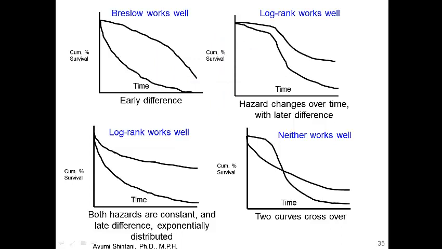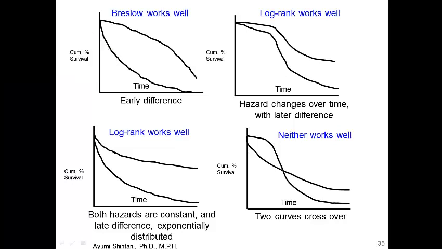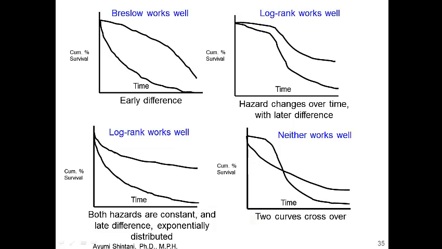And the Breslow test works well when you have an early difference. Okay. A larger difference at an early time point. And when the Kaplan-Meier curves cross over, neither test works. Neither test works. Okay. And we will talk more on this in the Cox regression lecture.